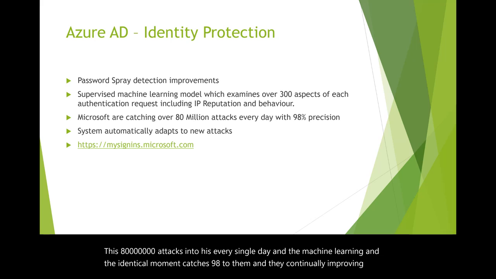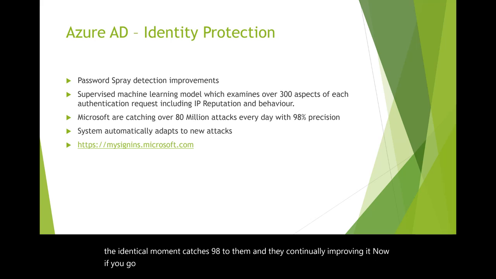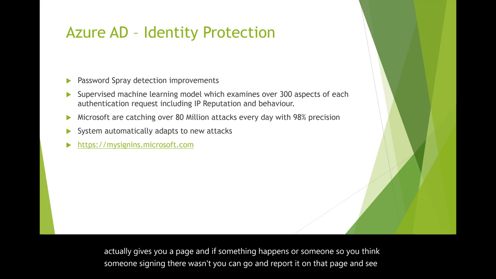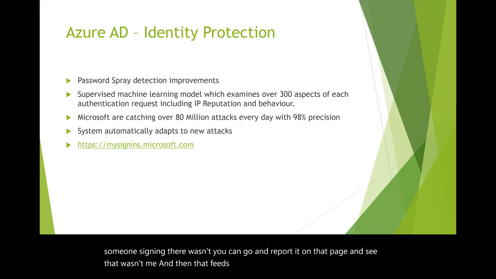Now, if you go to My Sign-Ins at Microsoft.com, once you've logged into Azure, it actually gives you a page. If something happens or you think someone signed in that wasn't you, you can report it on that page and say that wasn't me, and then that feeds back into the learning, into the AI, so that they get even better than 98%.